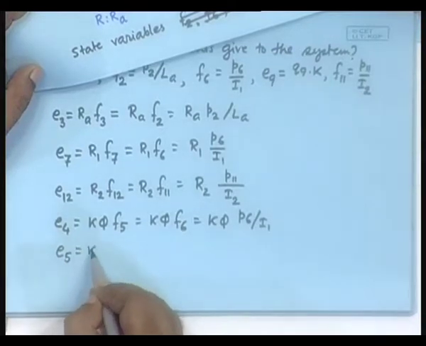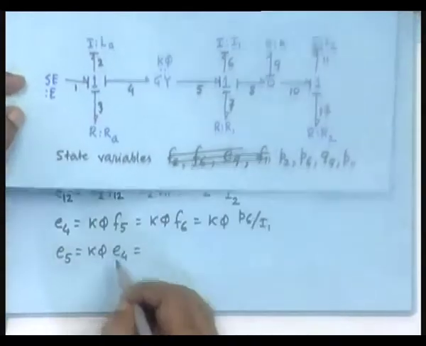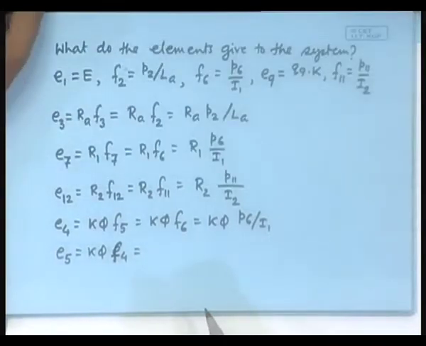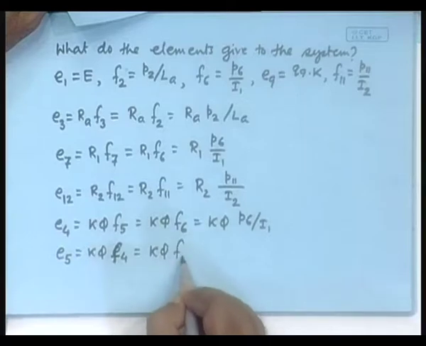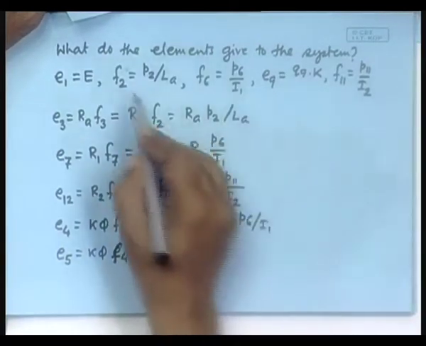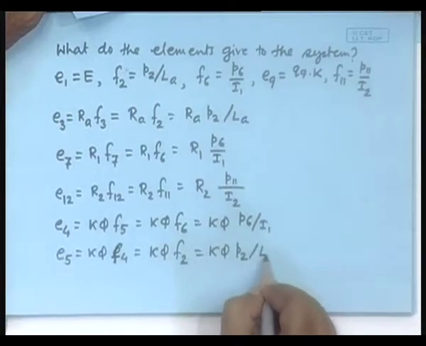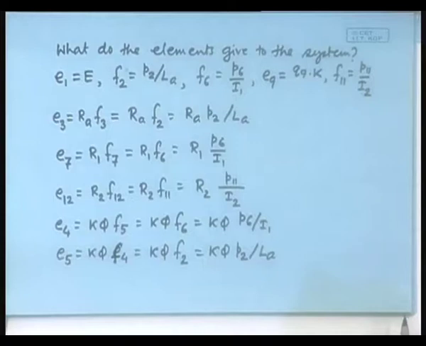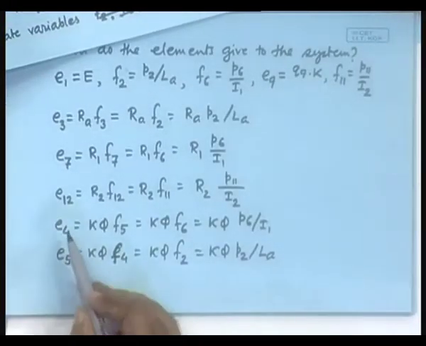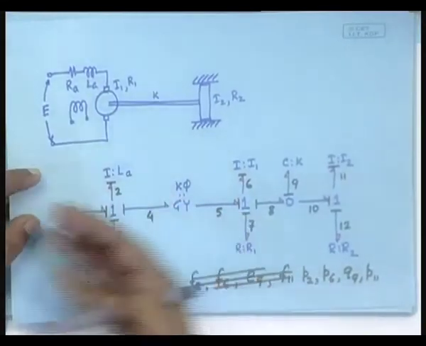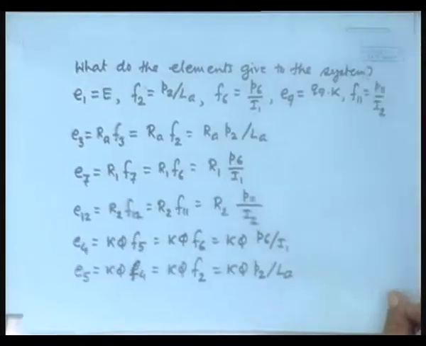E5 is K phi F4. Now, where does the F4 information come from? F2, simple. So, K phi F2 is K phi P2 by LA. Had it been a transformer, it would be different. But since it is a gyrator, it gives either flow to both sides or effort to both sides. So, we have done it.